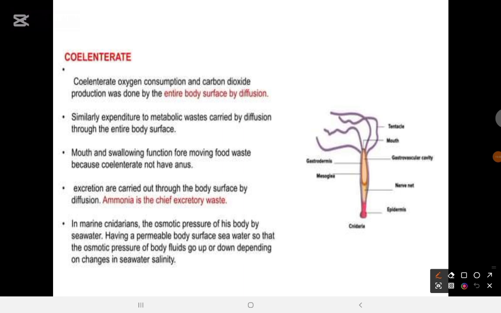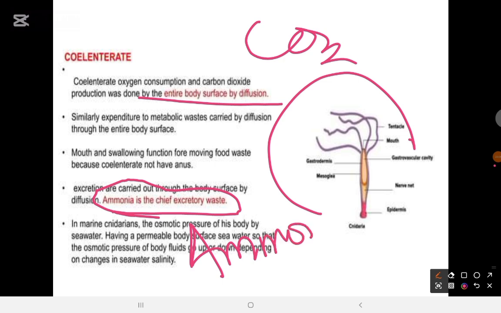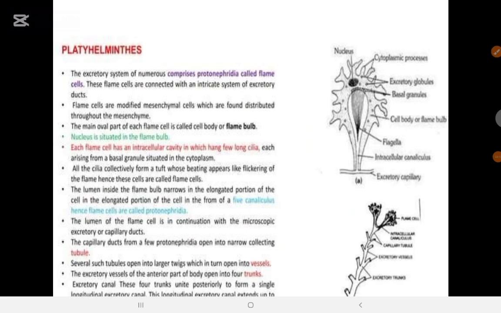So in the slide we said the entire body surface excretes by diffusion, and of course ammonia is the chief excretory waste. It also respires, that's why I mentioned CO2 the other time. But ammonia is the chief waste, so it is ammonotelic. All these organisms we've seen so far are ammonotelic. All right, let's see the next slide.